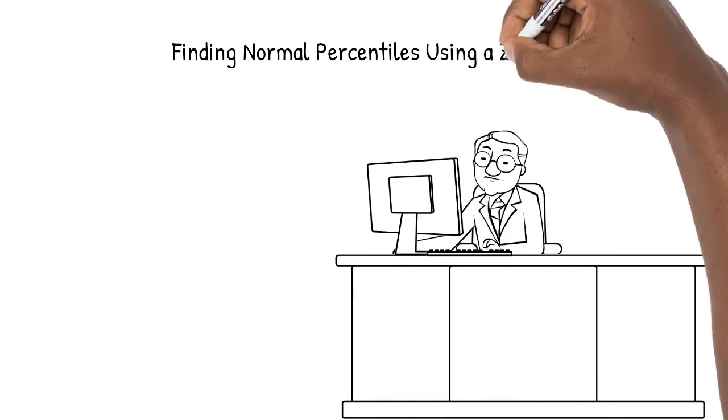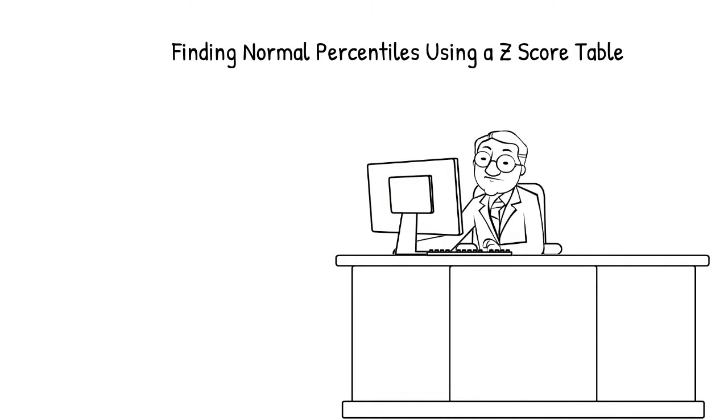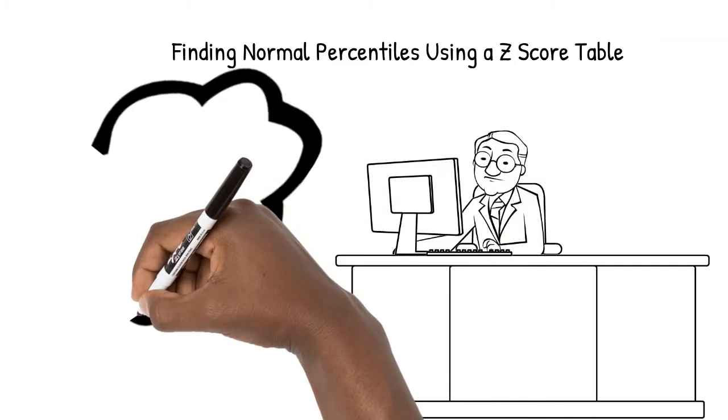In this video, we'll be finding normal percentiles using a z-score table when our z-scores are not integers. If that doesn't make sense to you yet, I'll elaborate soon.